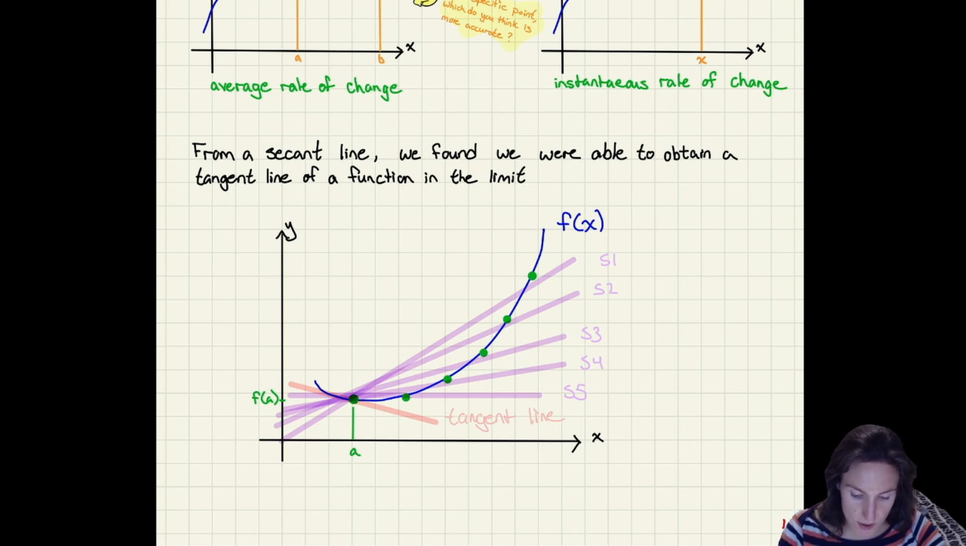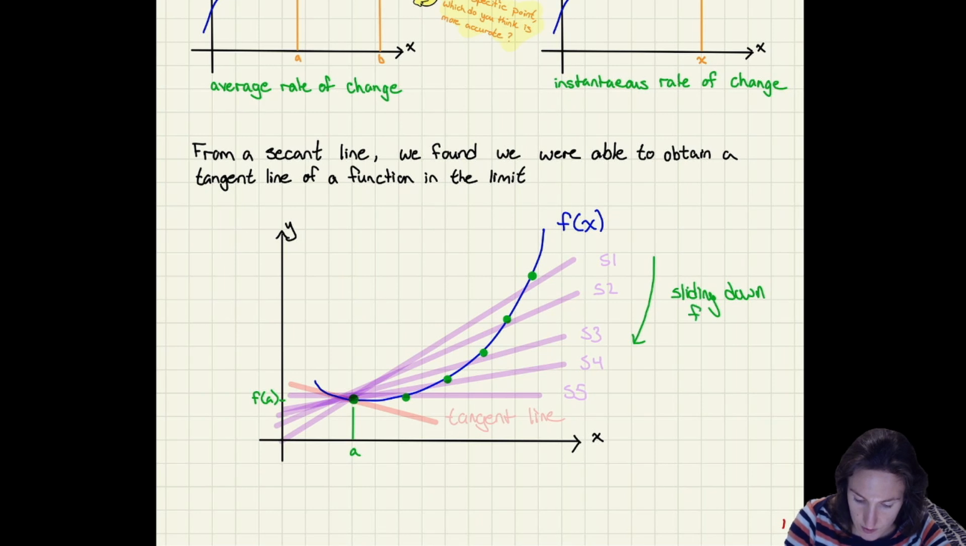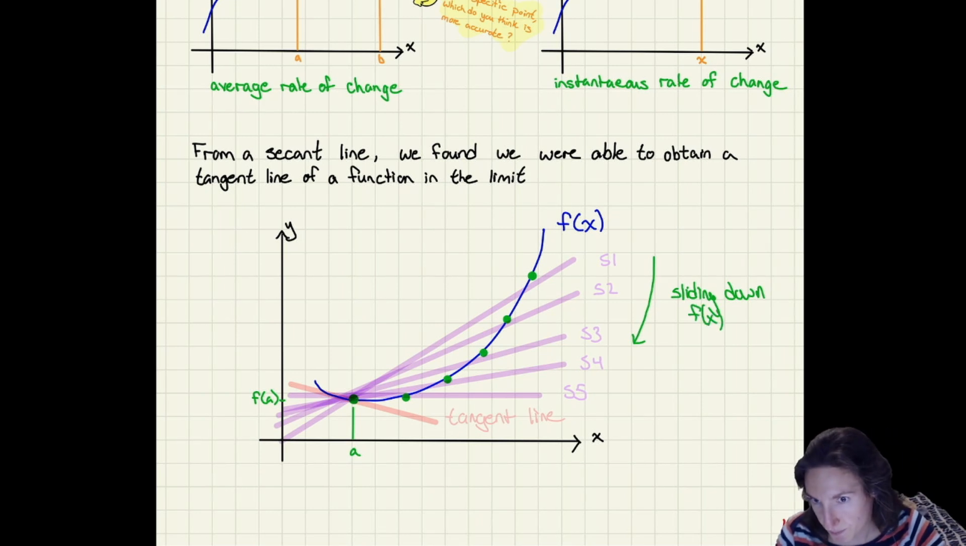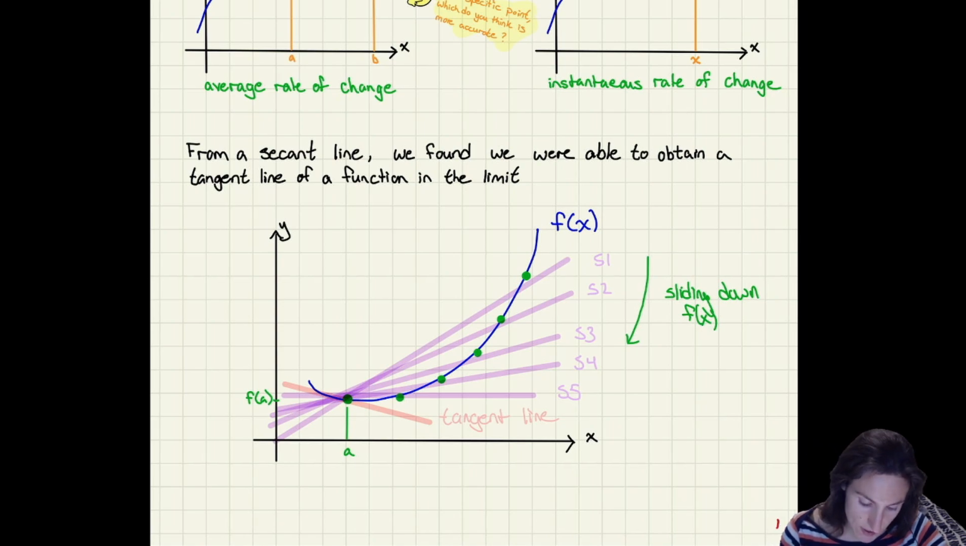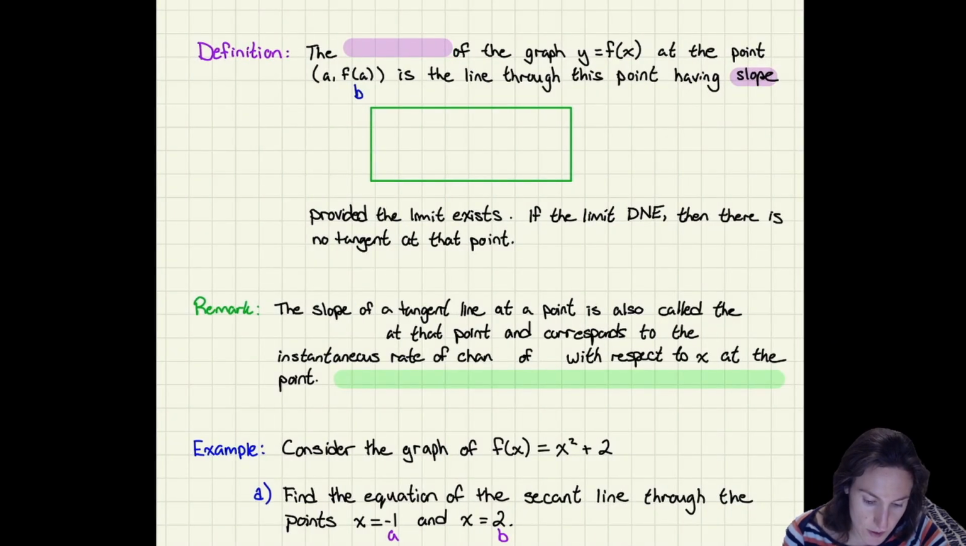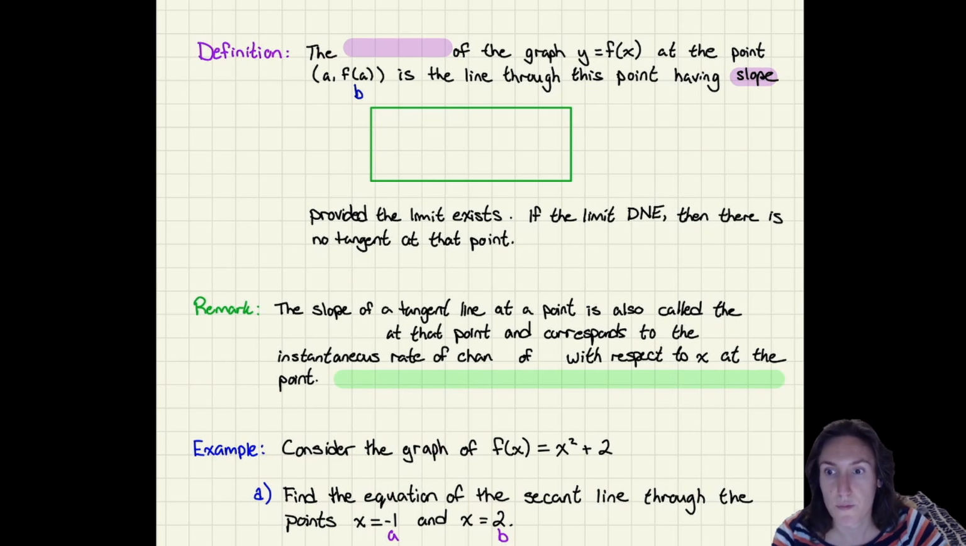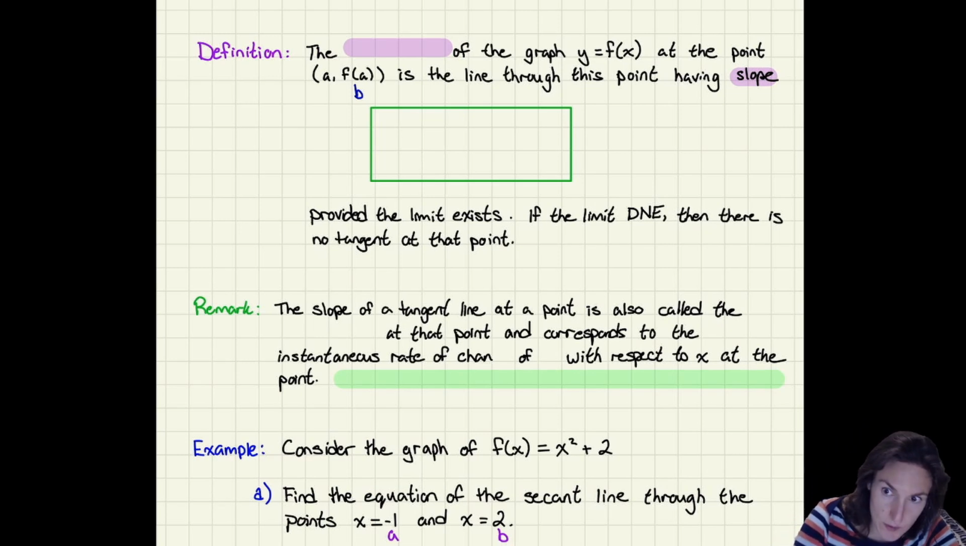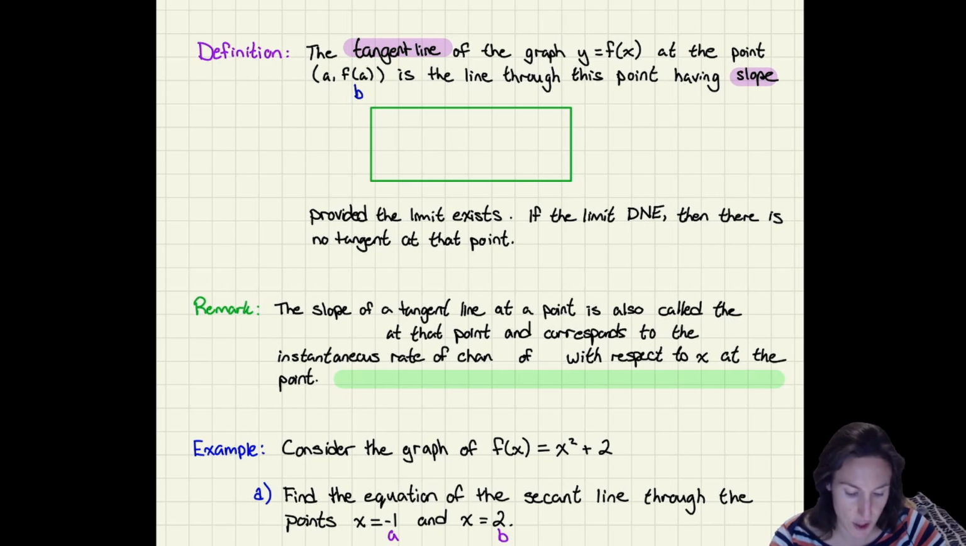So this process right here, from sliding down this curve, f of x, sliding down f of x, this is the concept of a limit. Okay, as we get closer and closer to that point. And this is how we define the limit. Specifically, the tangent line. So the slope of that tangent line, that red line that I drew there, that slope is defined basically as the instantaneous rate of change.